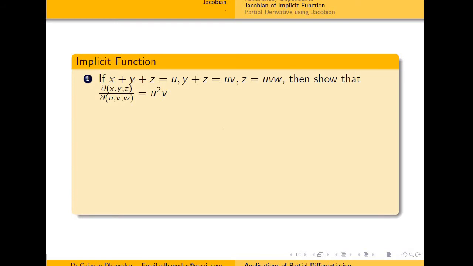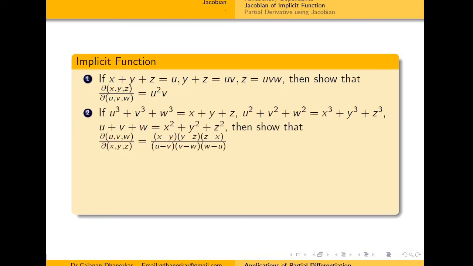Here there is a problem in solving such types of problems. Now we will go towards the next example. Here u cube plus v cube plus w cube is equal to x plus y plus z, u square plus v square plus w square is equal to x cube plus y cube plus z cube, and u plus v plus w is equal to x square plus y square plus z square, and show that this is the Jacobian. Again, to find this value, we cannot separate uvw in terms of xyz or xyz in terms of uvw.